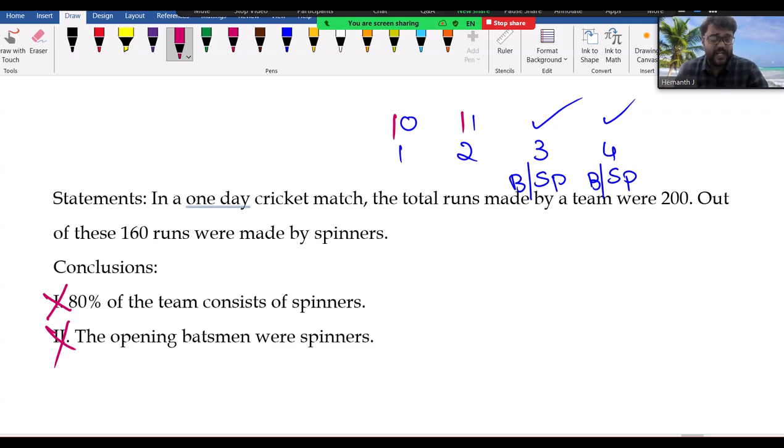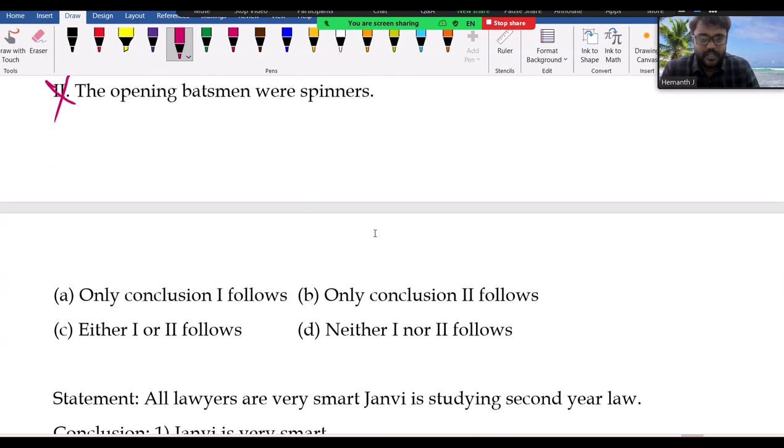Then spinners came into the picture and they scored the maximum. It's not about the opening batsmen's mandate. The conclusion is definitely that opening batsmen are not definitely the ones to score 160 out of 200. No, not mandatory, right? Here I'm showing you openers scored 10 and 11. Then first down and second down are okay. They are batsmen plus spinners, so they are playing, right? So they scored the maximum. So neither one nor two follows. Neither one nor two follows.